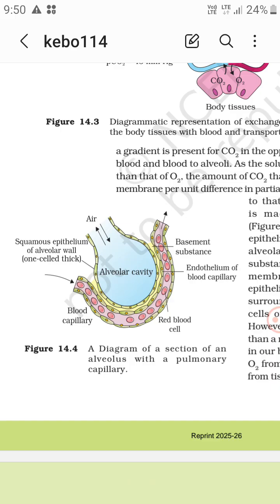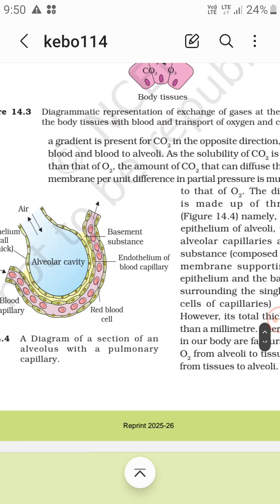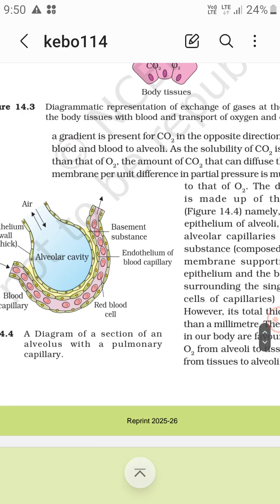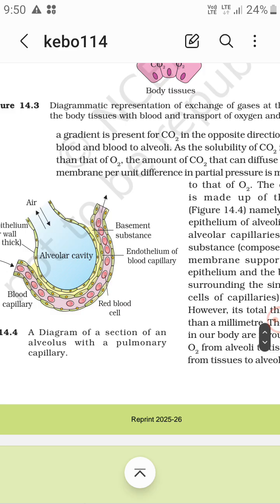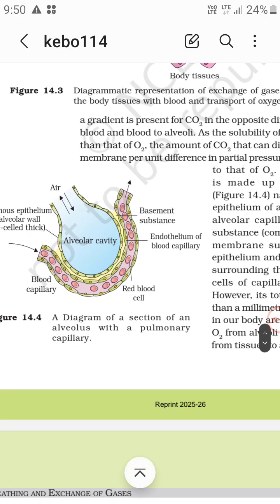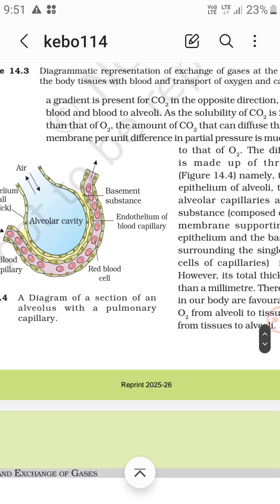Then there is a basement substance. It is basement substance, not basement membrane, but it's written that the basement substance may make the basement membrane, right? So this is what NCERT means. Then the endothelium of the blood capillary is a single layer, and they have the red blood cells in the blood capillary, right? The diagram of a section of an alveolus with a pulmonary capillary.